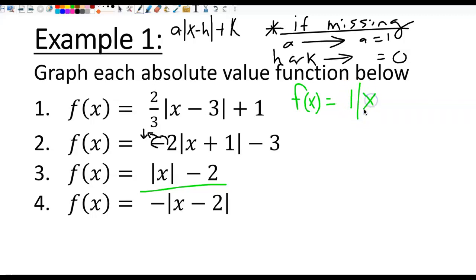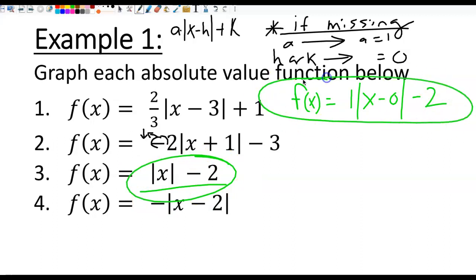You'll also notice that there's nothing inside the absolute value bars being added or subtracted from the x. So that means my H is missing, and when H is missing, that means it's a 0. You can put plus 0 or minus 0. It really doesn't matter because if you add or subtract 0, it's the same thing. Now my K value is the number outside the bars being subtracted, which we do have. It's a 2, so I'm just going to put that there. All I did was rewrite it like this, so it's a little more visual for me to teach you how to graph it.